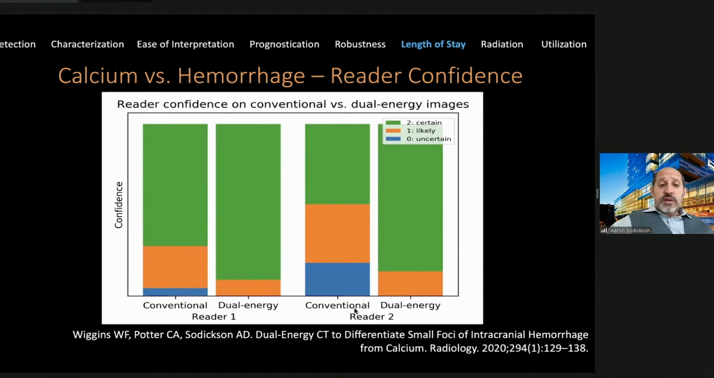So what you can see here is that for both readers in this study, we were able to trade up in diagnostic certainty, eliminating all completely uncertain cases, and trading up a lot of the likely to definite calcium versus hemorrhage.